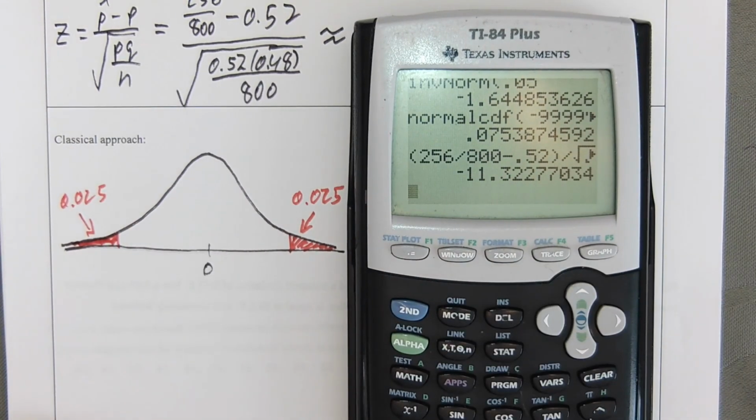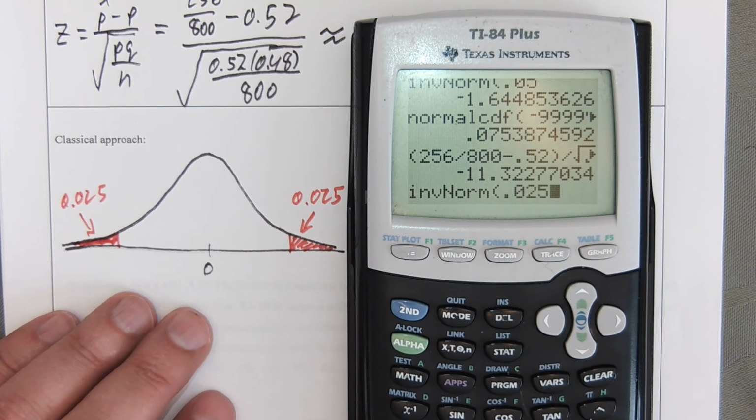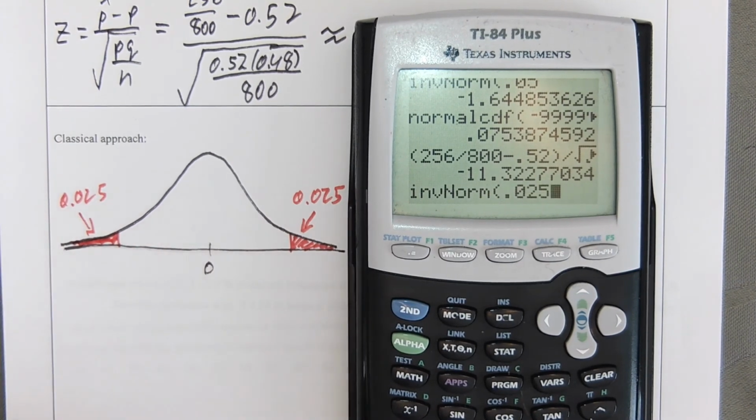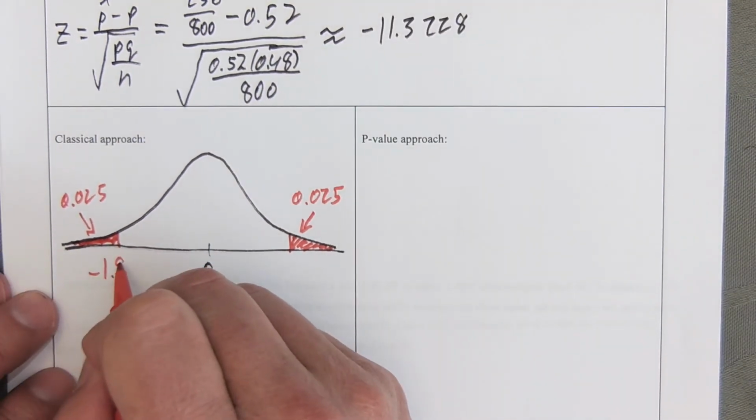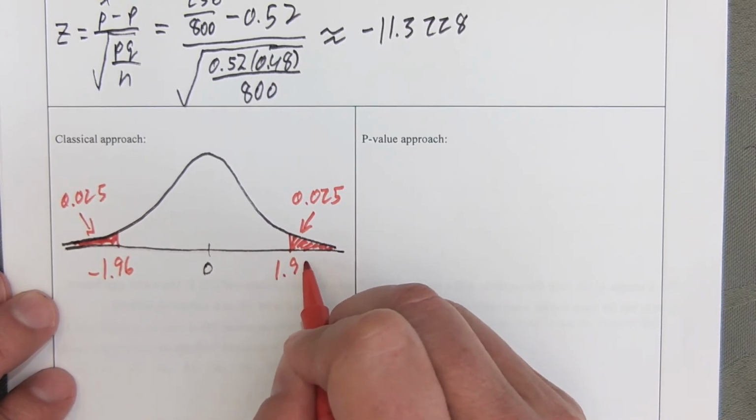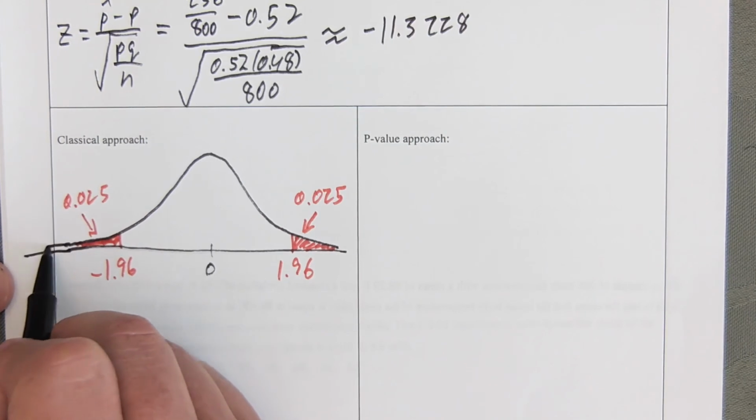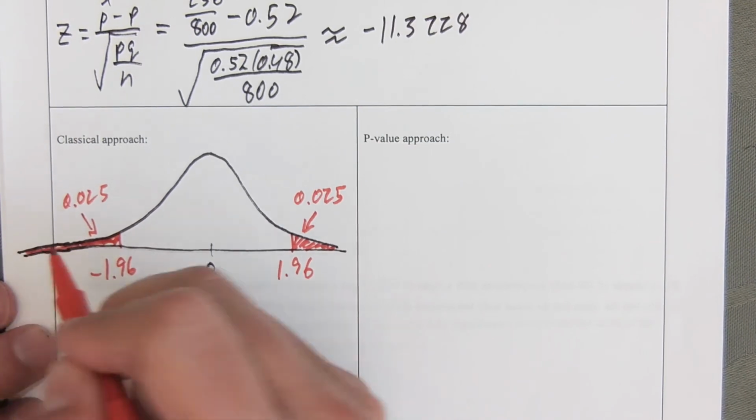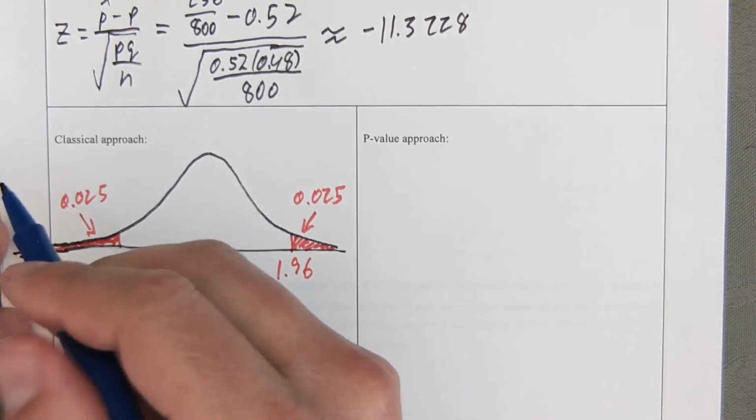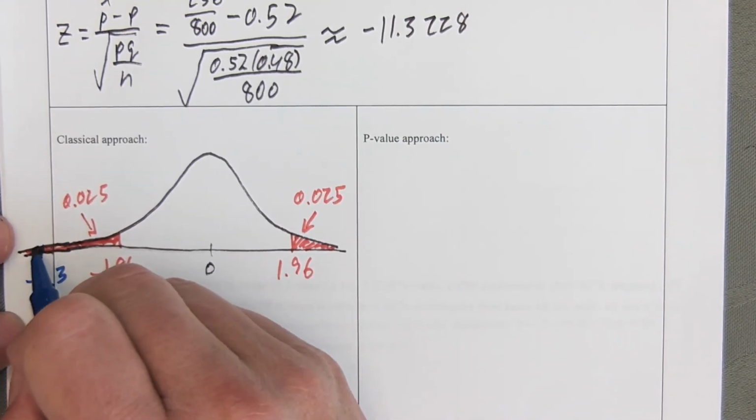So our critical values are going to be inverse norm 0.025. That'll give you the left one, which will be the same as the right one as well. Negative 1.96, making this a positive 1.96. Now, our test statistic is going to be exaggerated here. I'm going to go off the page here. It's going to be way over here somewhere. Negative 11.3, we'll say.